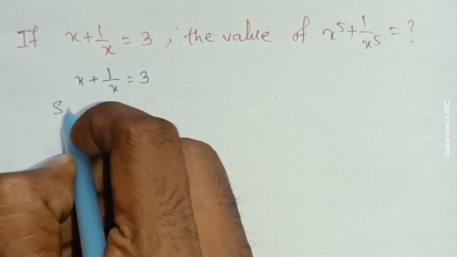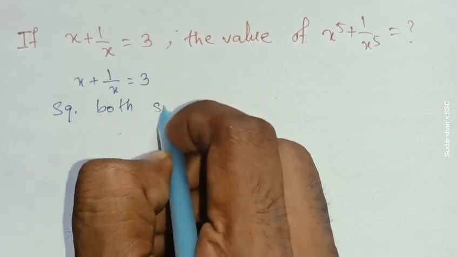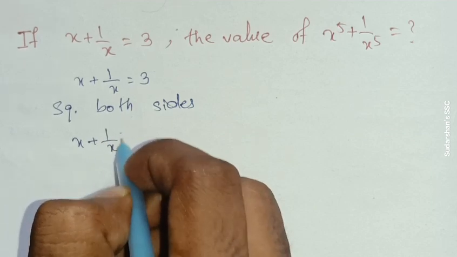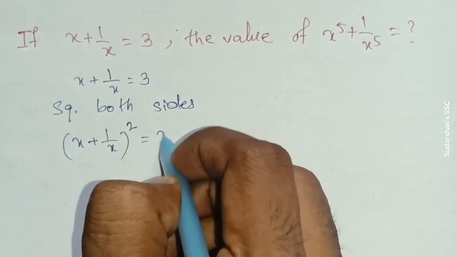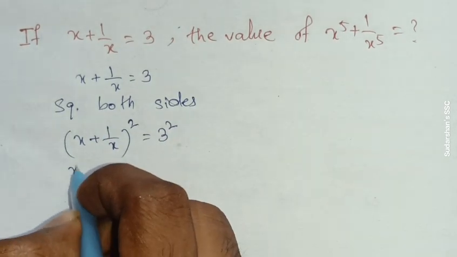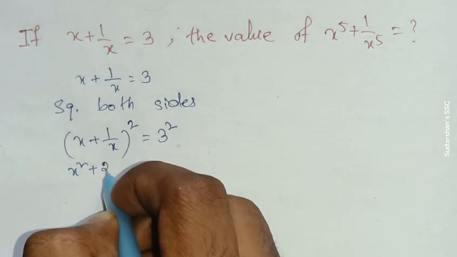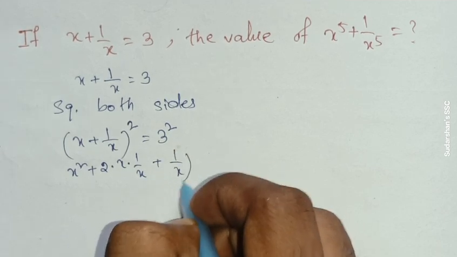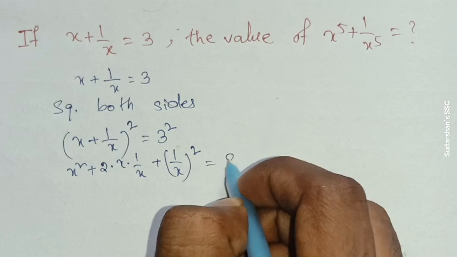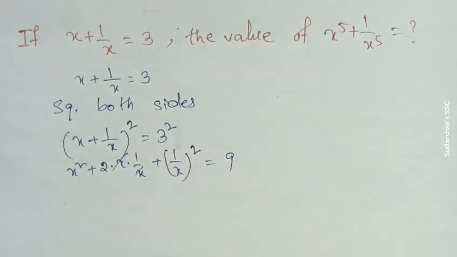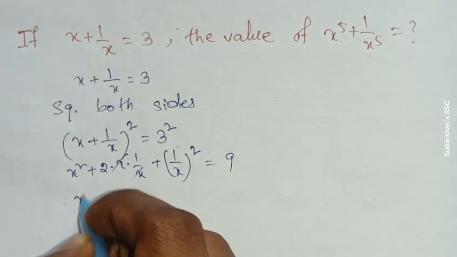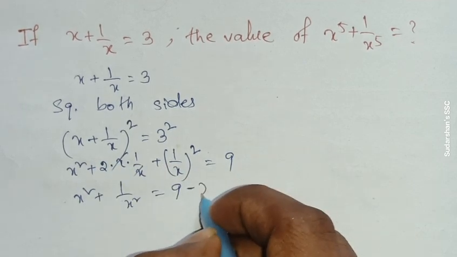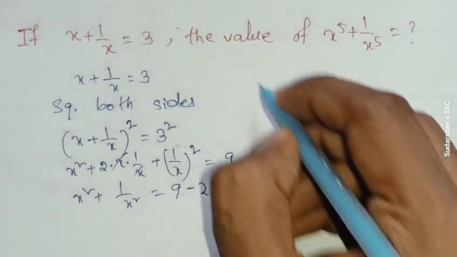On squaring both sides, we get (x plus 1 by x) whole square is equal to 3 square. That means x square plus 2 into x into 1 by x plus (1 by x) whole square is equal to 9. These x are cancelled. So x square plus 1 by x square is equal to 9 minus 2, that is equal to 7.